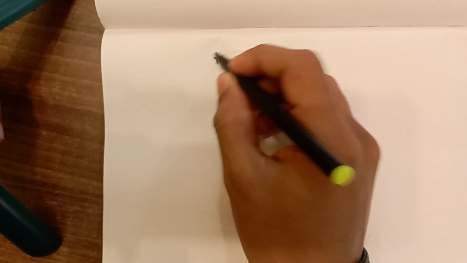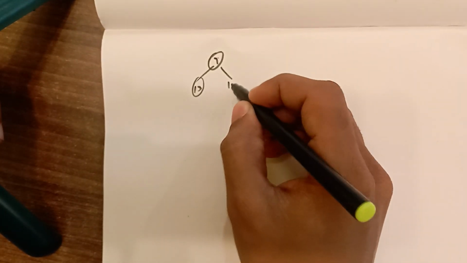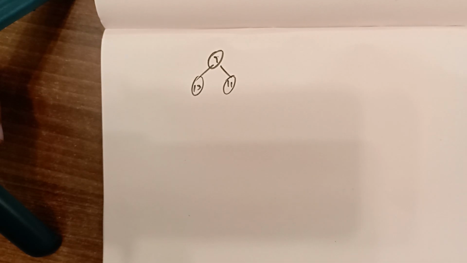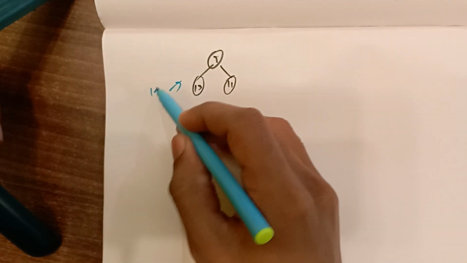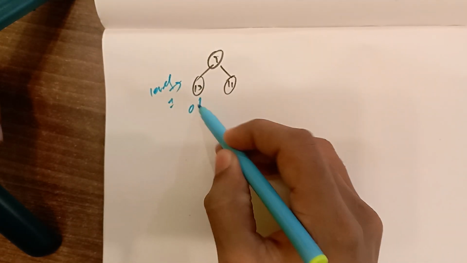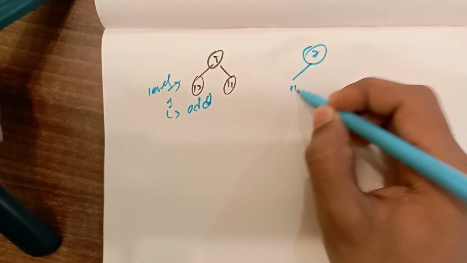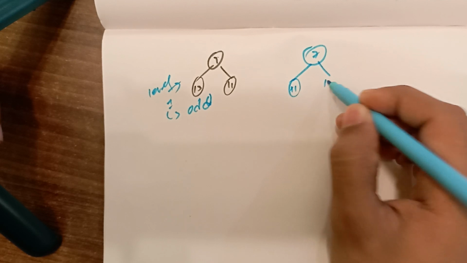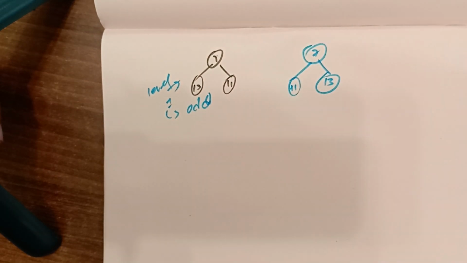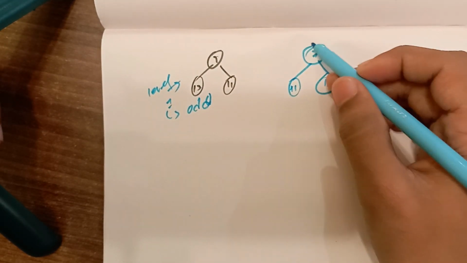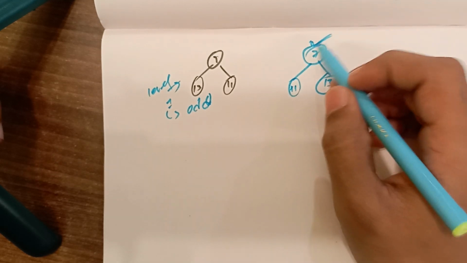Let us go with another example. Now we are given 7, 13, 11, and here this is level 1, which is odd. So 7, we will be reversing these nodes. So 7, 11, and 13, we will be returning this root node.